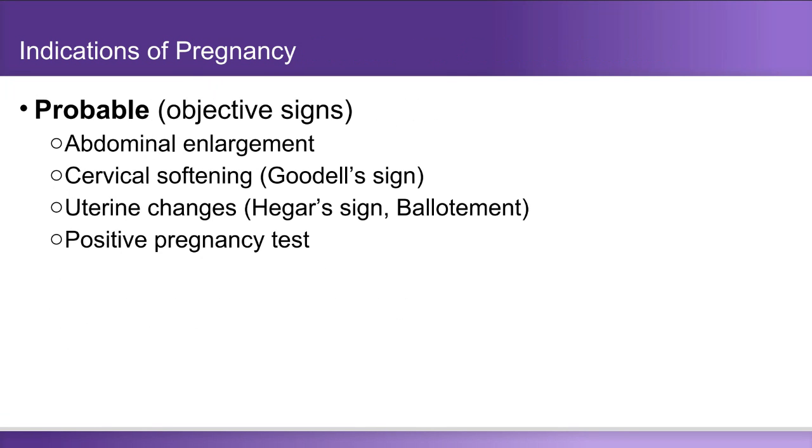Then we talk about probable signs. So when we talk about probable signs, we're talking about objective signs. So these are the ones that are perceived by the provider as objective signs, and they're likely to be a result of pregnancy. They're more indicative of pregnancy than the presumptive signs, but it's still only probable because, again, some of the other things can cause these symptoms.